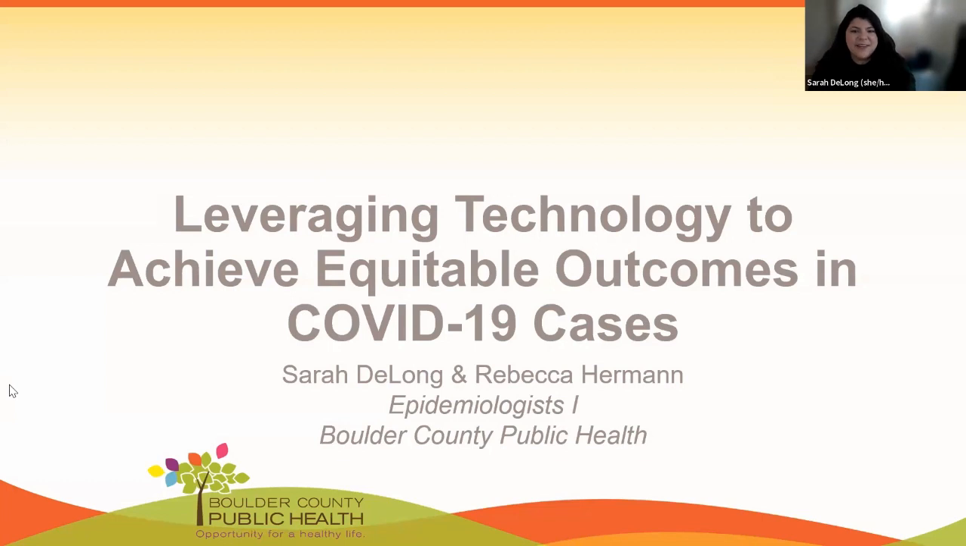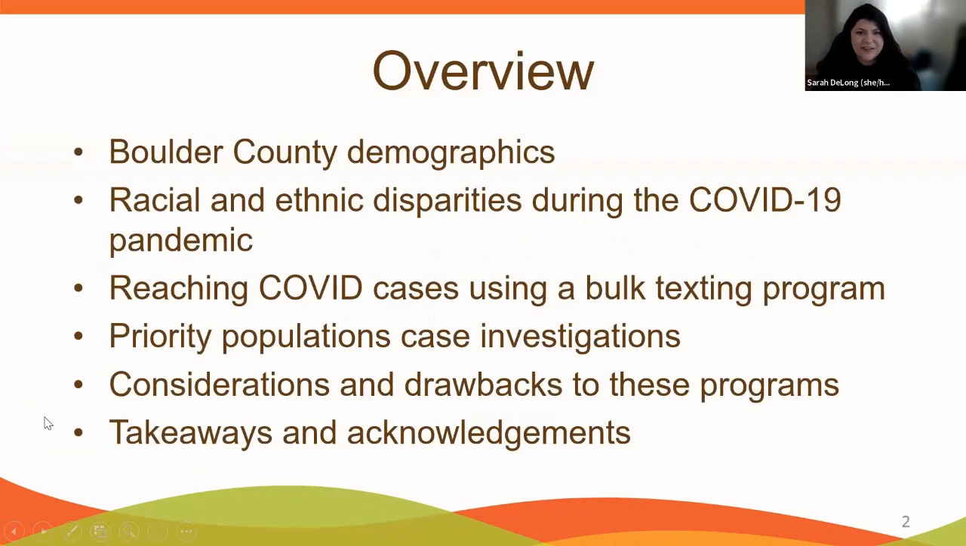Good morning, everyone. We are going to be presenting on leveraging technology to achieve equitable outcomes in COVID-19 cases. I'm Sarah DeLong, and I'm going to be presenting with Rebecca Hermann, and we are epidemiologists at Boulder County Public Health. So looking at an overview of what we're going to be discussing, we're going to take a quick look at Boulder County demographics. We're going to look at our racial and ethnic disparities throughout the COVID-19 pandemic. We're going to discuss how we reached COVID-19 cases through a bulk texting approach. And Rebecca is going to discuss priority population case interviews, considerations and drawbacks to both of the programs, and takeaways and acknowledgements.